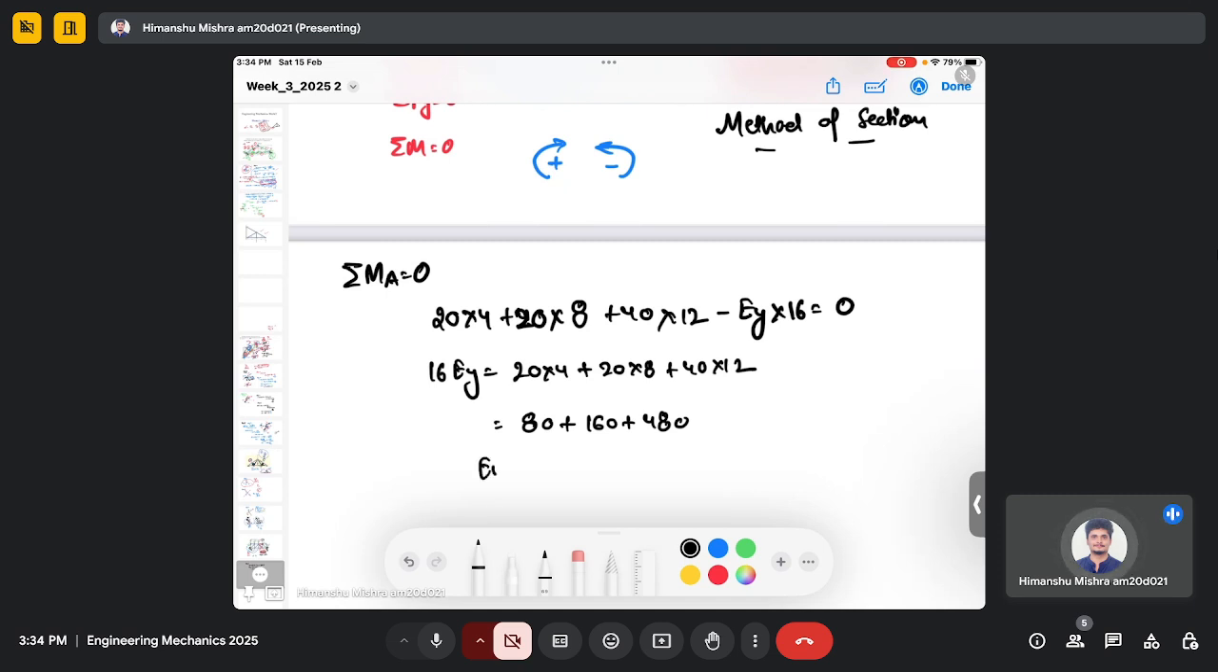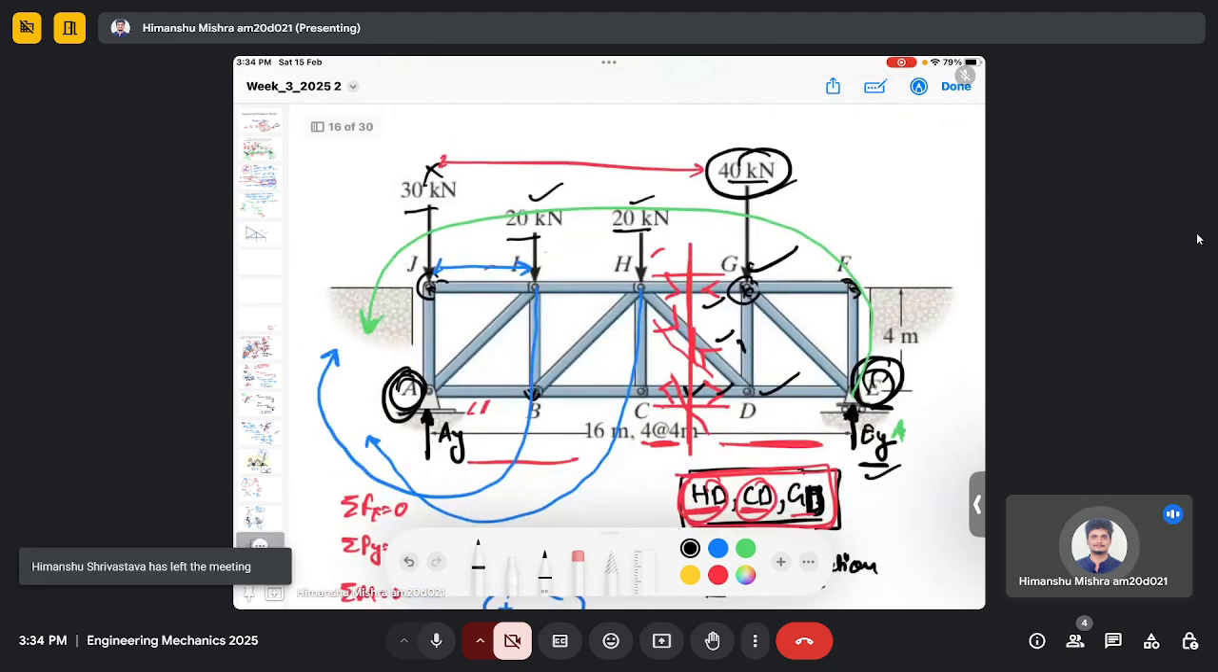When you solve, you will get EY as 45 kilonewton. So now you have found EY, which is 45 kilonewton. Now we can find the unknown forces in GH, HD, CD, and GD, because you have made the cut along these three members, and you assume that in these three members you don't know the force, so we can find them.